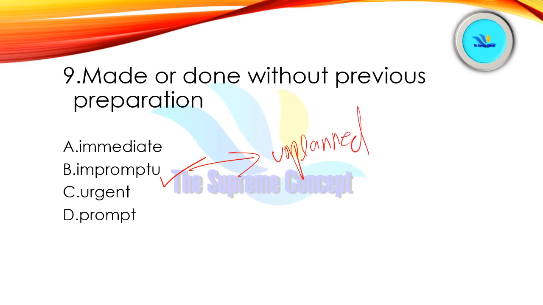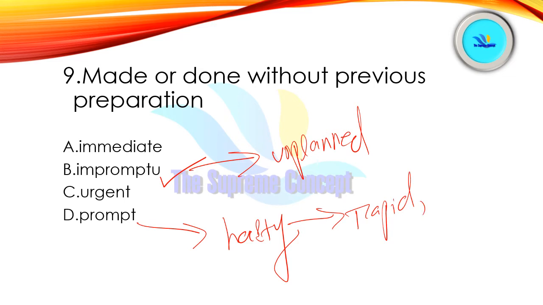Right? Yes. Immediate means instant, and urgent means which is vital, crucial, or should be done instantly. All right. And then prompt. Prompt means hasty, which again means swift or rapid, or we can say quick. Quick action, prompt action, right? Like this. So our correct answer was impromptu, right? So let us move.